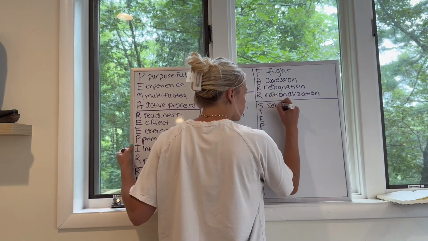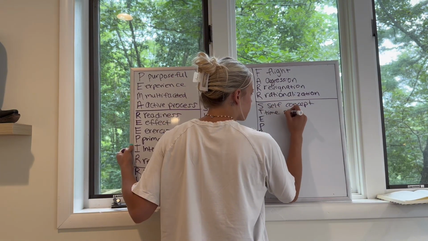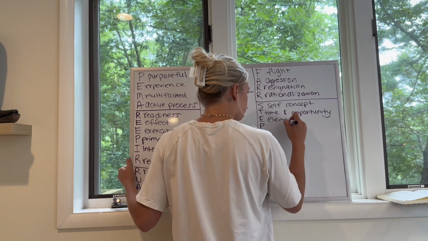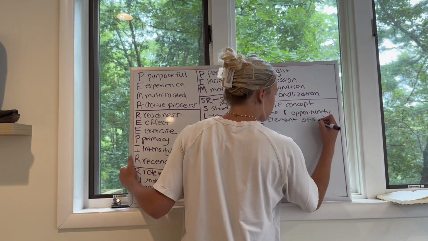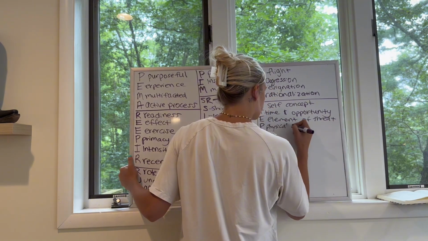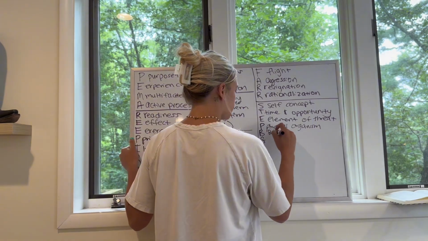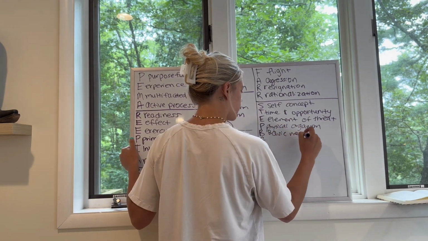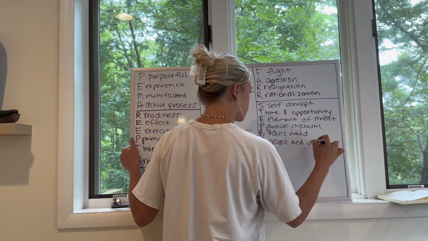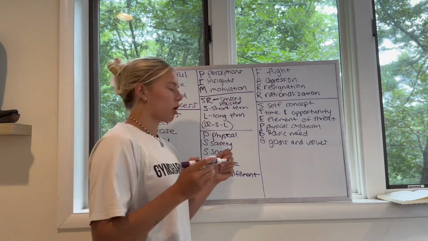S is self-concept. T is time and opportunity. E is element of threat. P is physical organism. B is basic need. And G is goals and values.